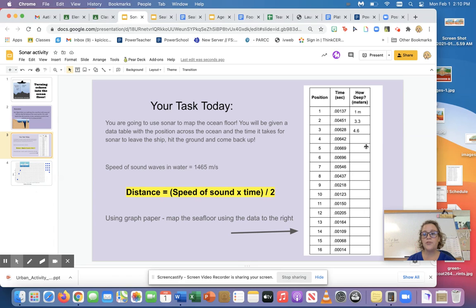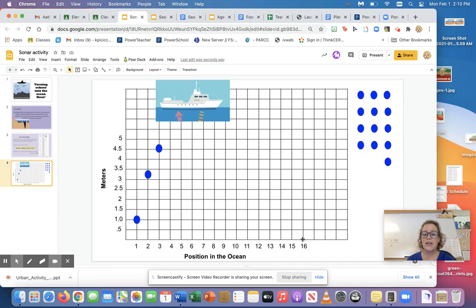So your job is to do the math, finish this chart, and then finish plotting. You should be done when you get to 16. Just do the very best that you can. Good luck.